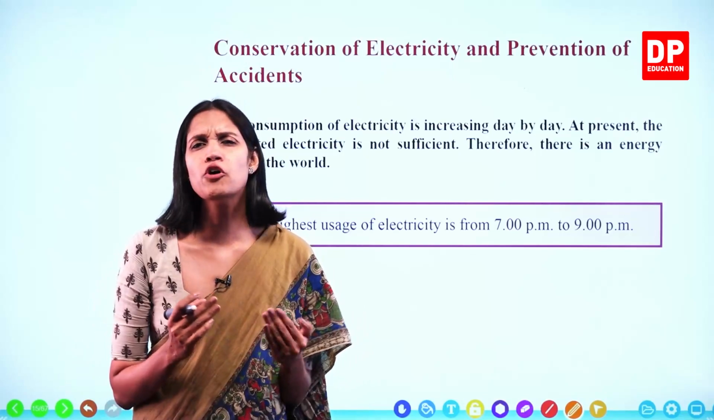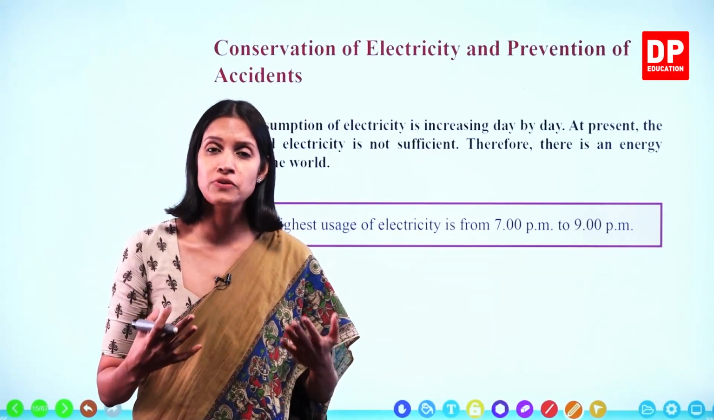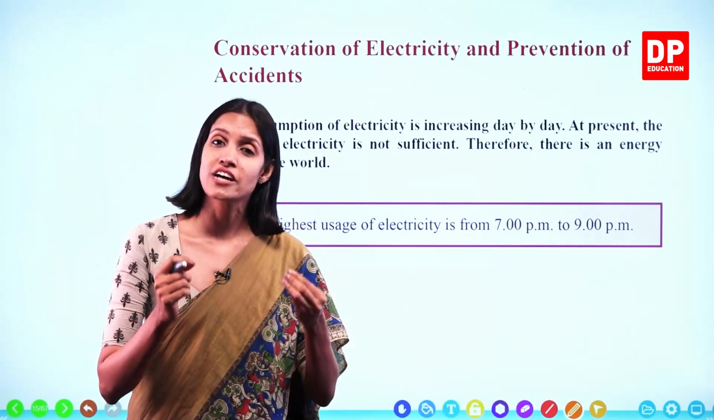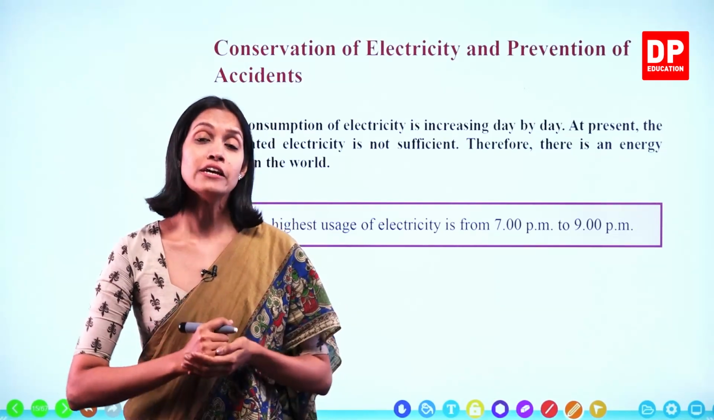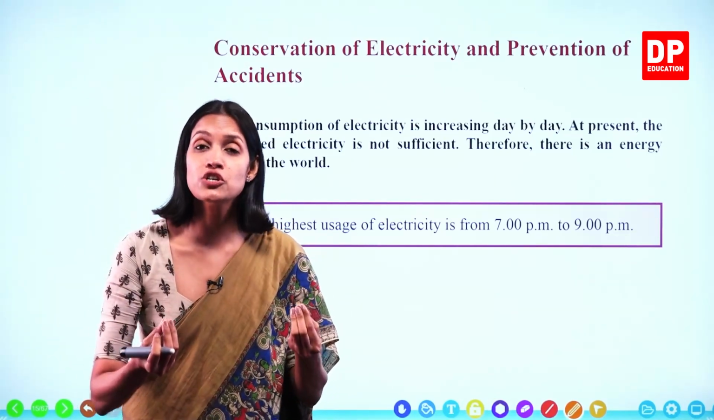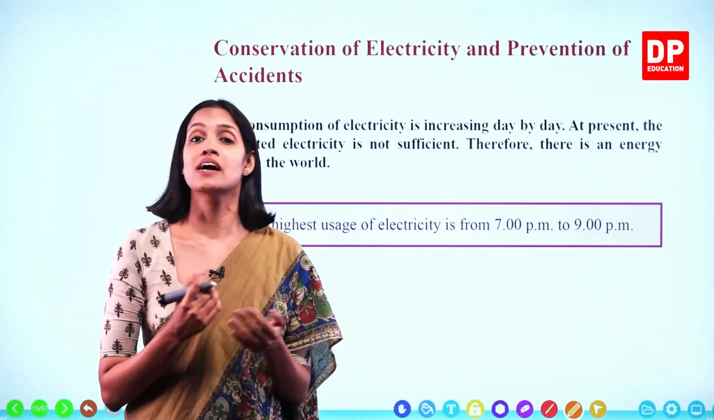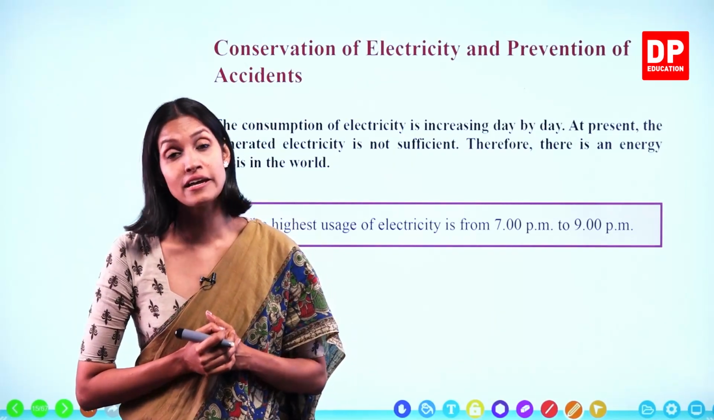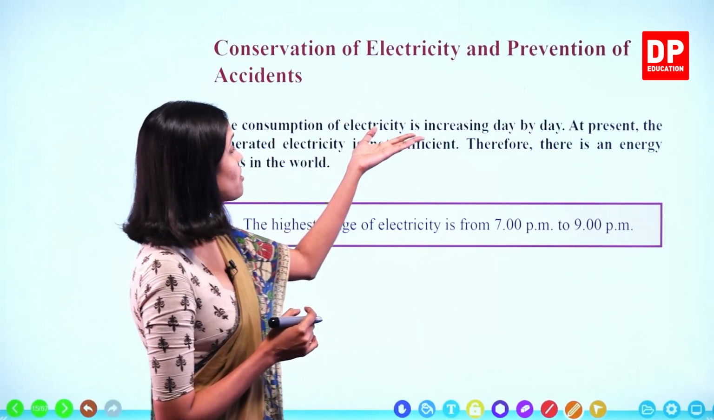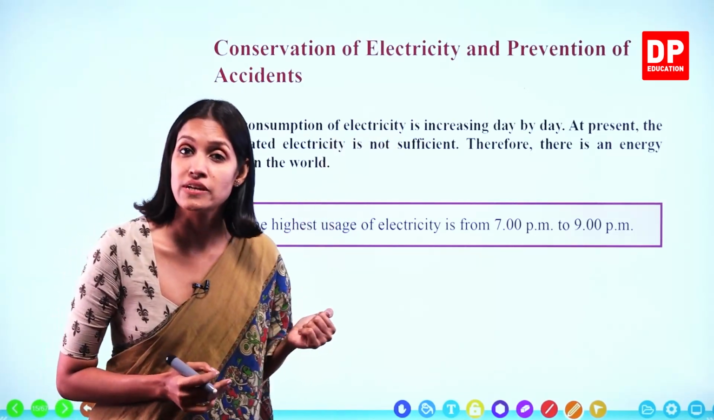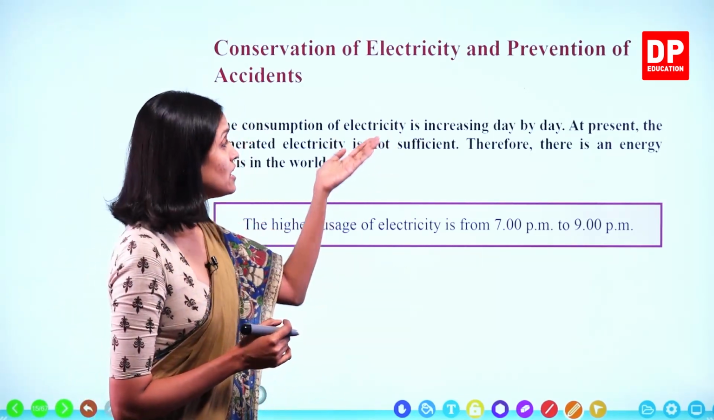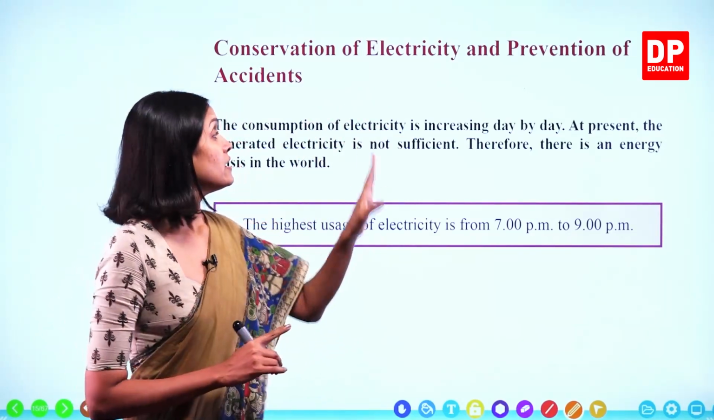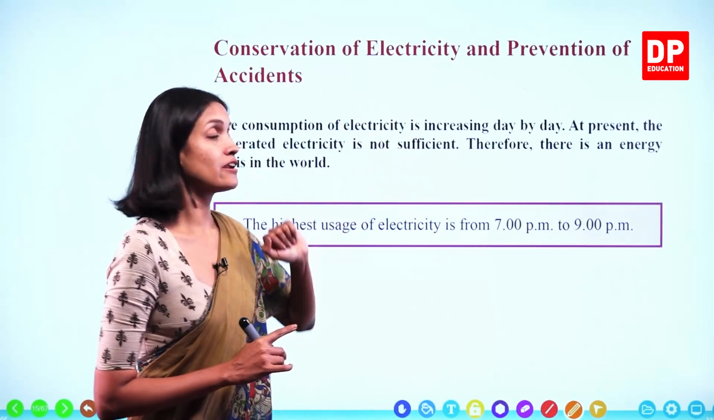Right, children? What about fossil fuels? We can burn fossil fuels and we can generate electricity. Right, children? So fossil fuel is a type of limited resource. Right? So as it is a limited resource, because the supply is less, sometimes there are problems with generating electricity with fossil fuels as well, right? So that is why the amount of electricity generated is not sufficient, right, children? Therefore, even though there are different ways of generating electricity, right? Still, the amount of electricity generated is not sufficient.